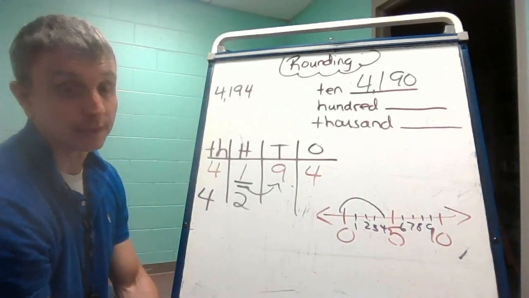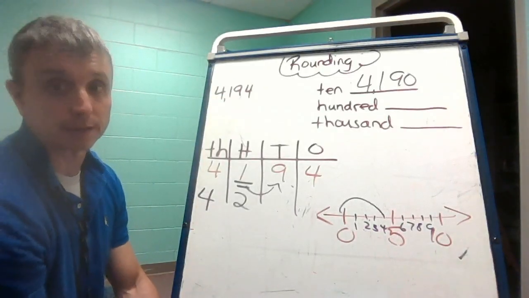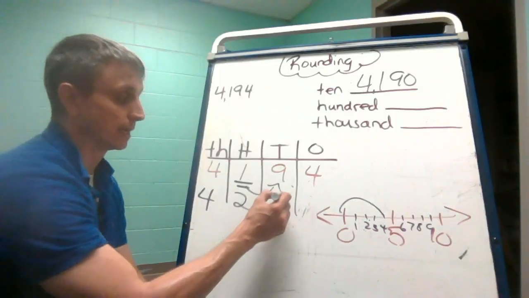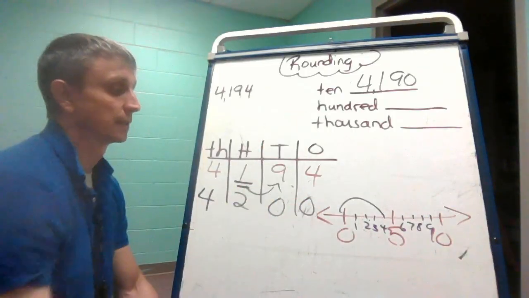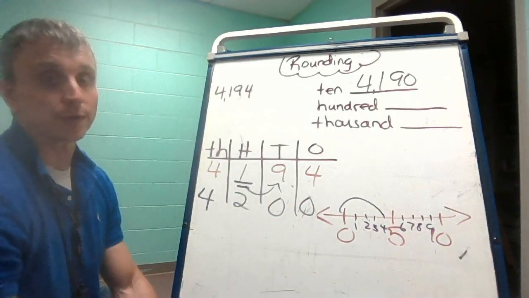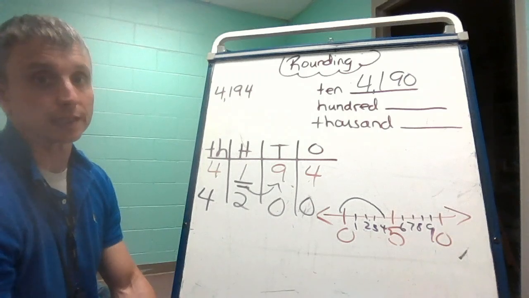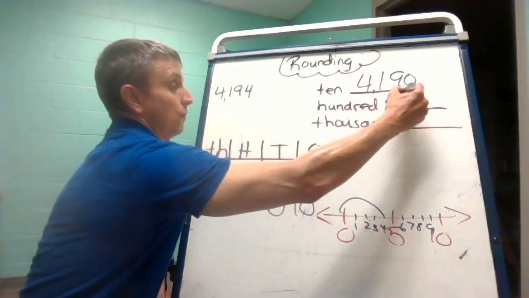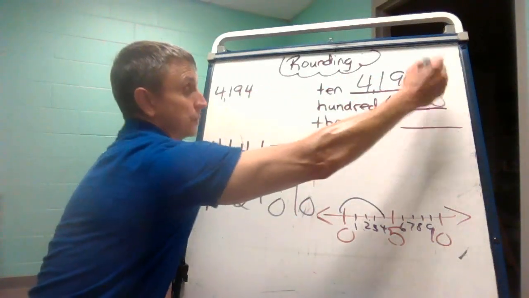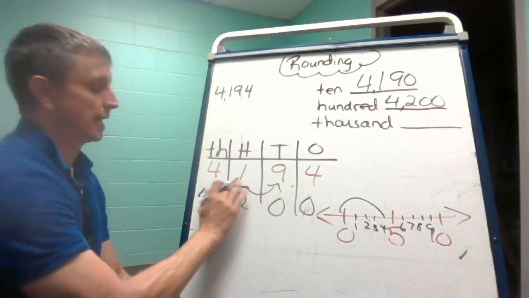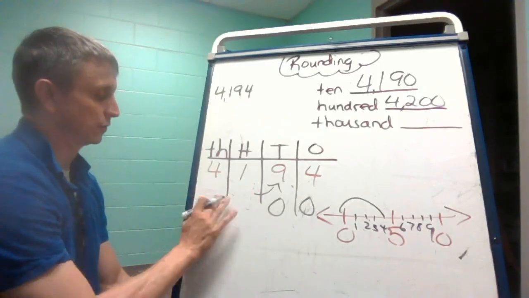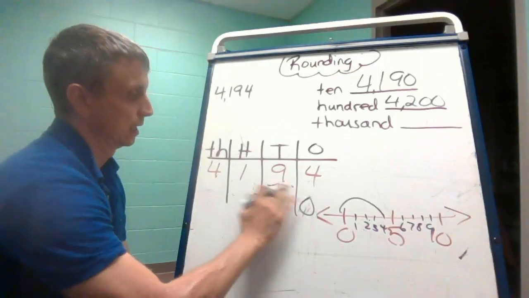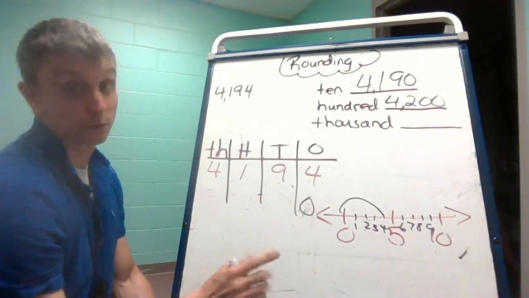Easy peasy. And the rest of it, since I'm trying to make this number very easy to understand, I'm just going to change the digits to 0. So 4,194 to the nearest 100 is 4,200. Let's go ahead and recycle that same place value chart and round that number yet again to a different place value.